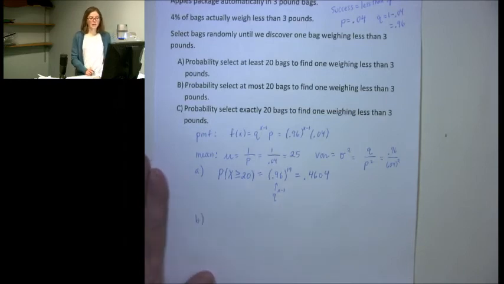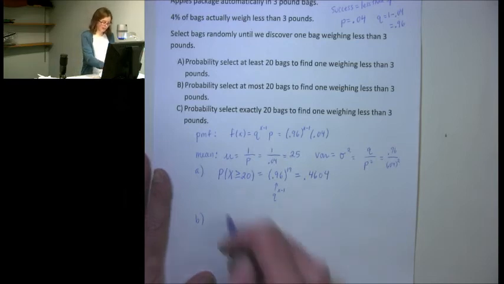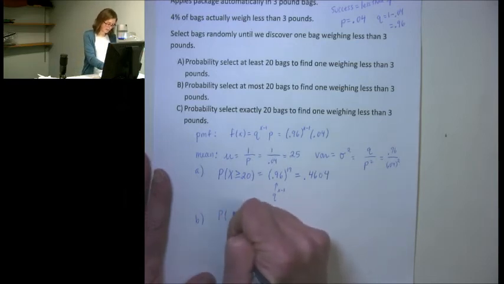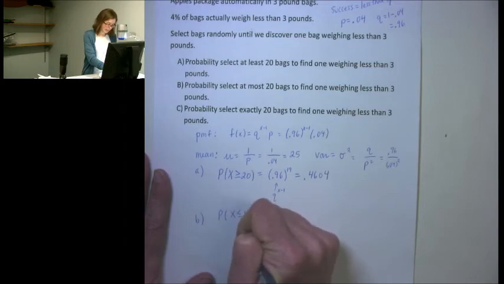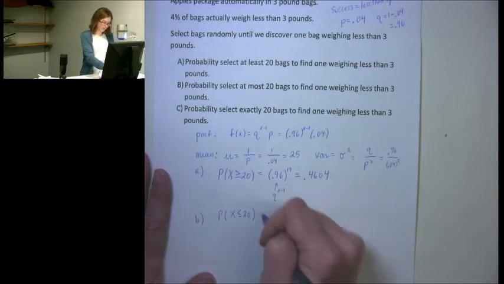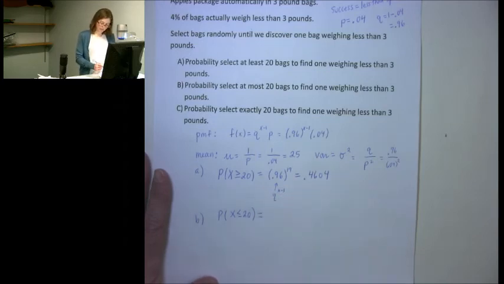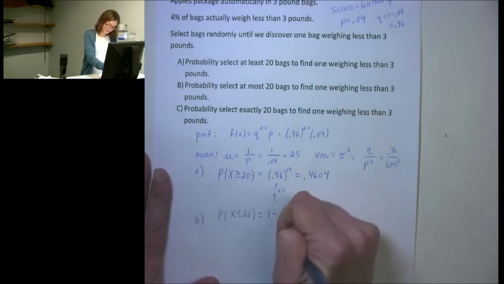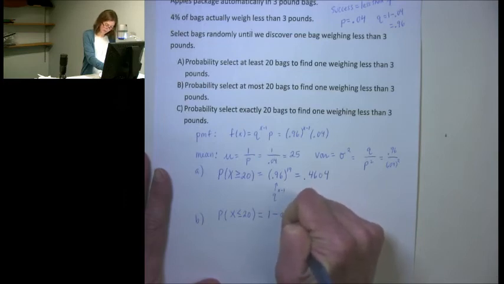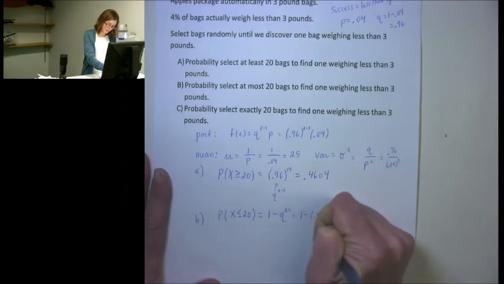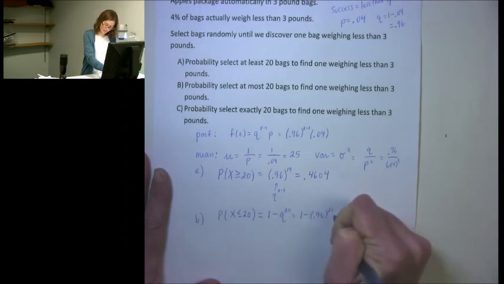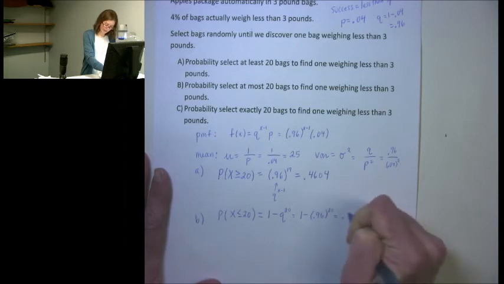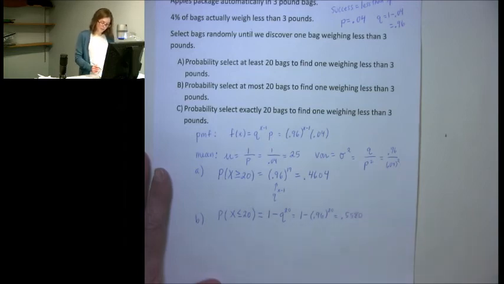Part B asks the probability that we select at most 20 bags. At most 20 means that X is less than or equal to 20. That means I'm going to take 1 minus our q to the 20th power. So 1 minus 0.96 to the 20th power, which is going to give us approximately 0.5580 if we round to 4 decimal places.